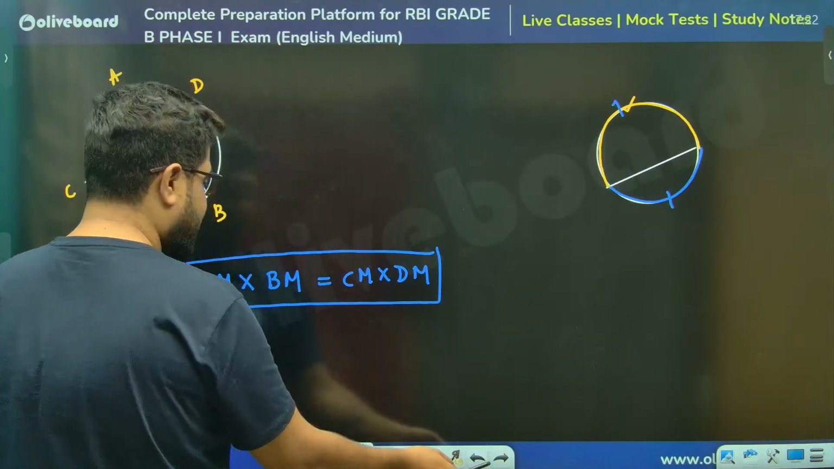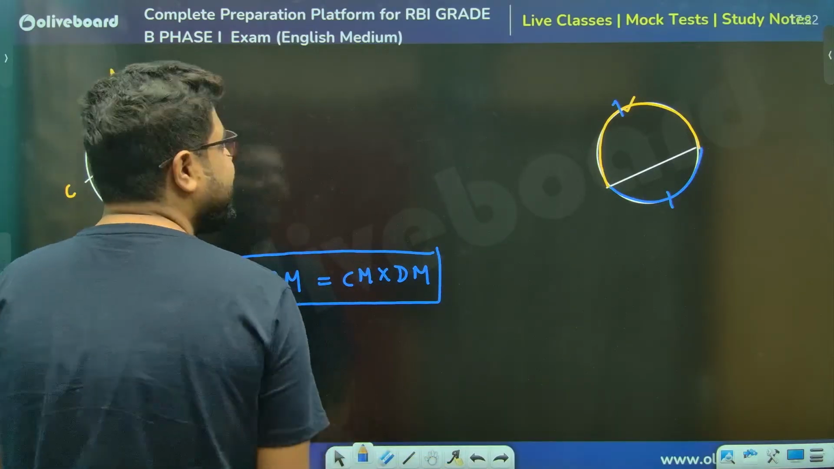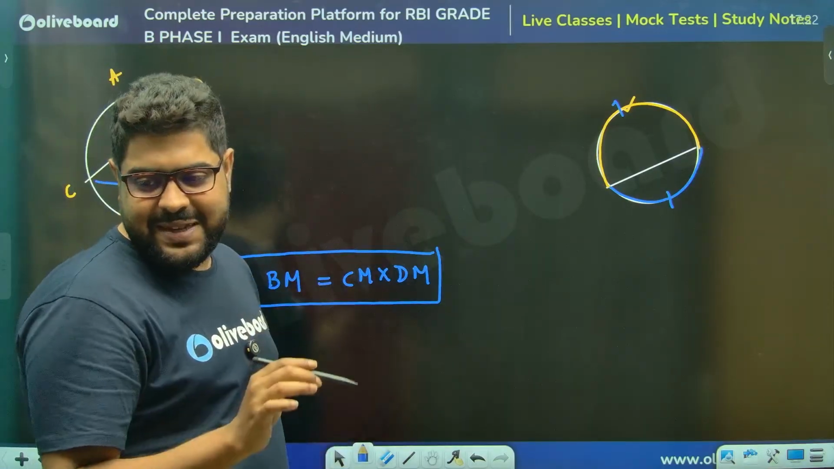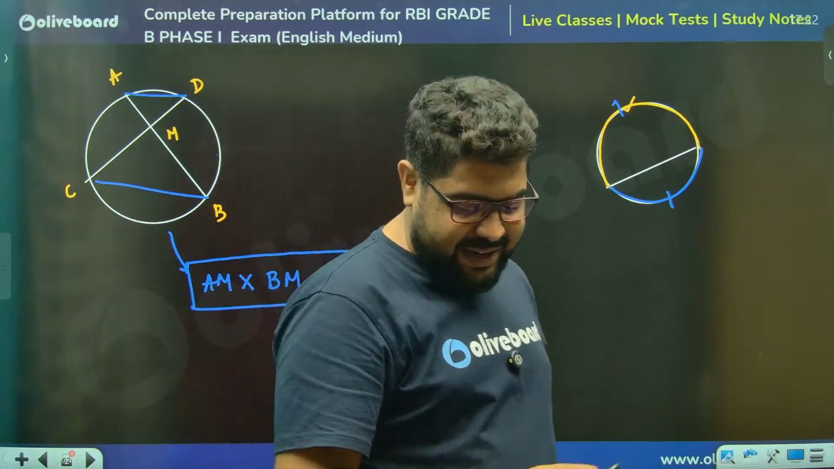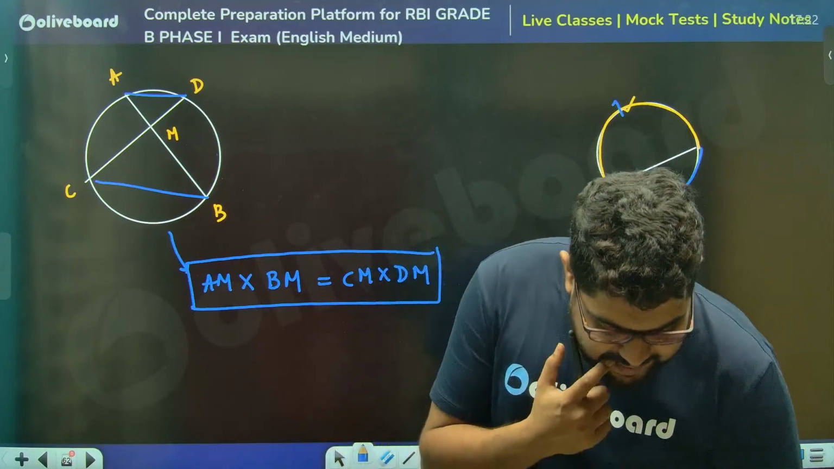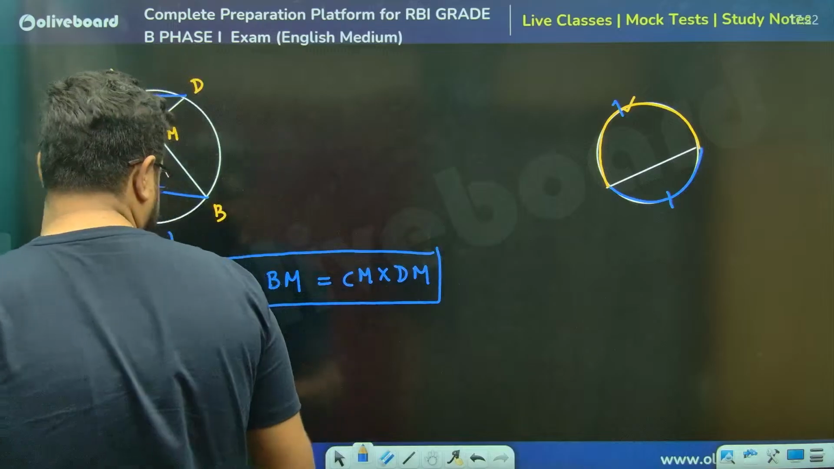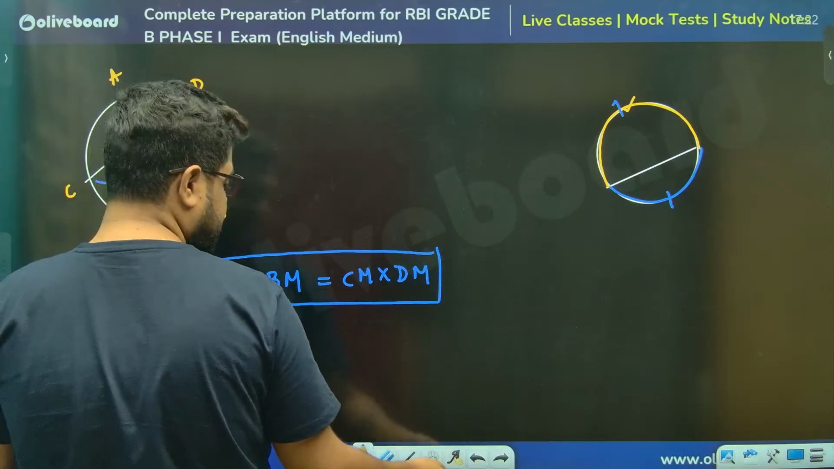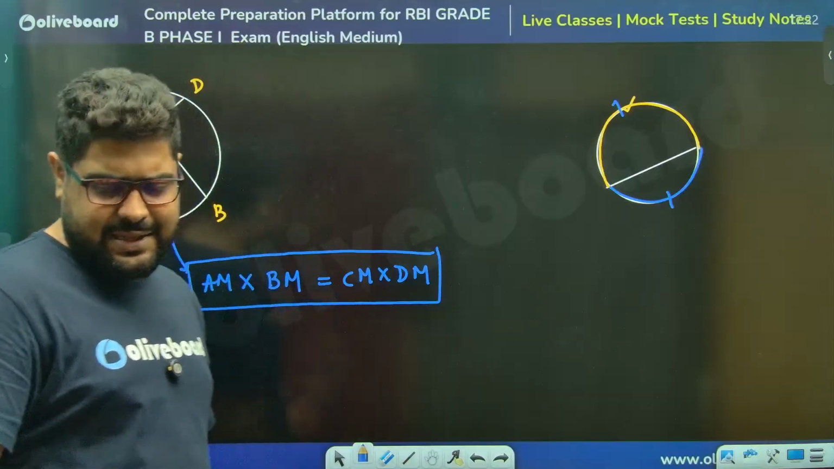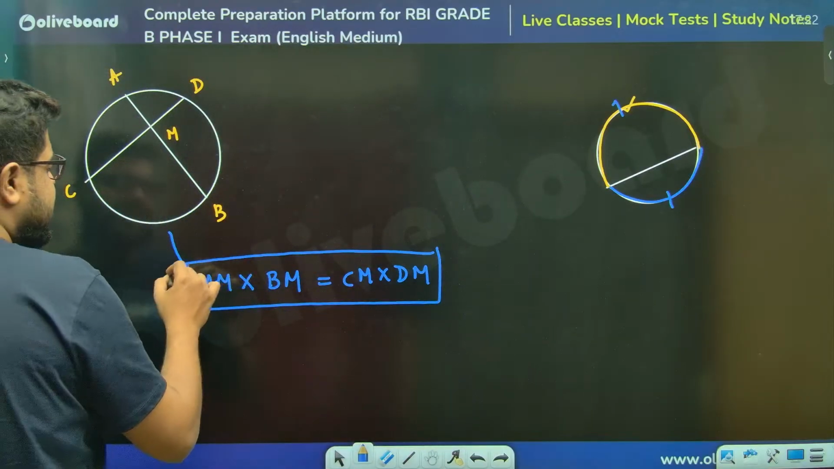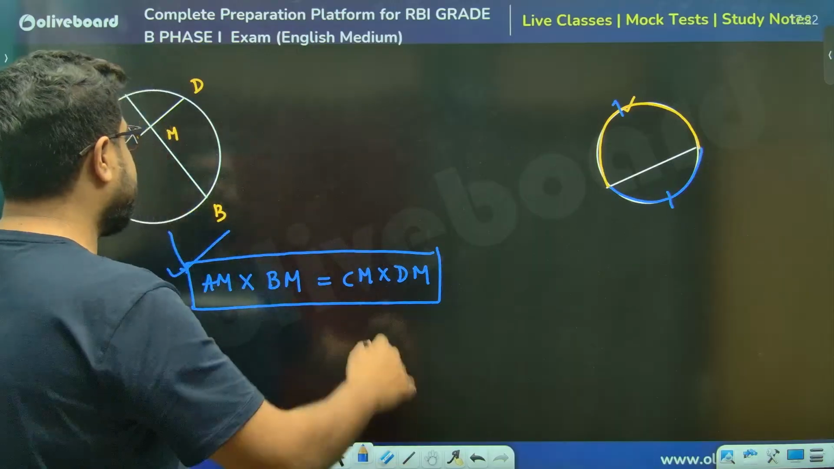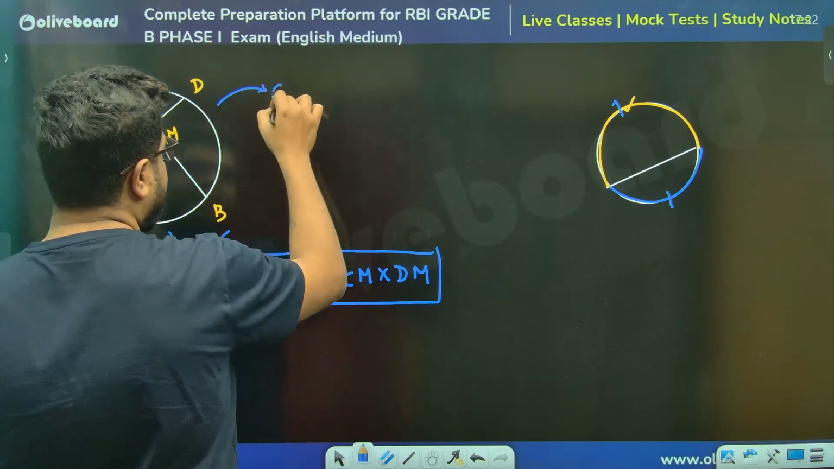Or someone might say, sir, no, no, draw these two. Let's join these two. That will also give you the same logic. Yes, yes, Raghu, absolutely. M can be either inside or outside. Now, if M is outside, that is called secant. Okay, so we'll go there slowly.